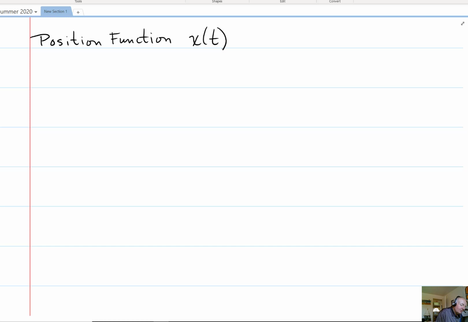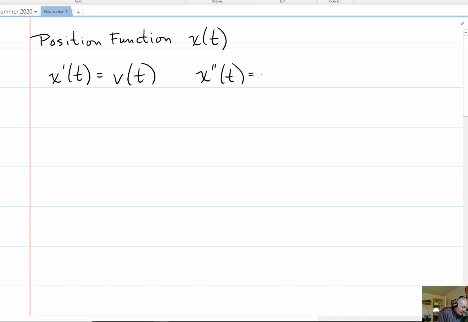Remember these facts from algebra, that if I take the derivative of the position function, I get the velocity function, right? If I take the second derivative of the position function, which is the first derivative of the velocity function, I get the acceleration function. So we just want you to remember that you've got this relationship between position, velocity, and acceleration.